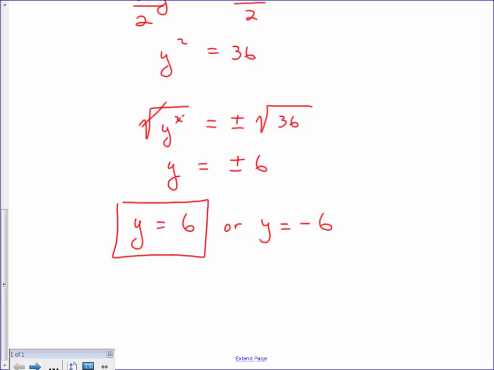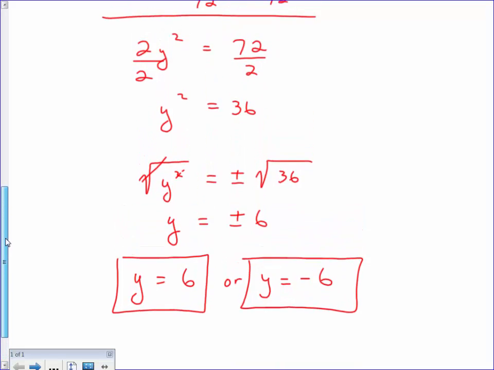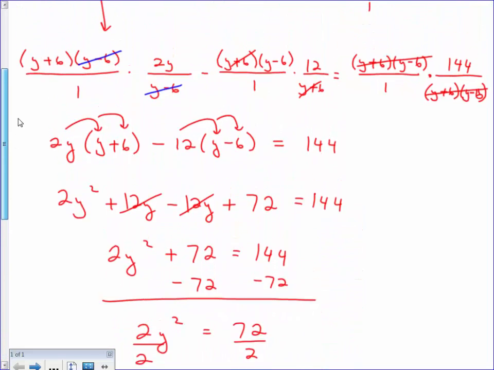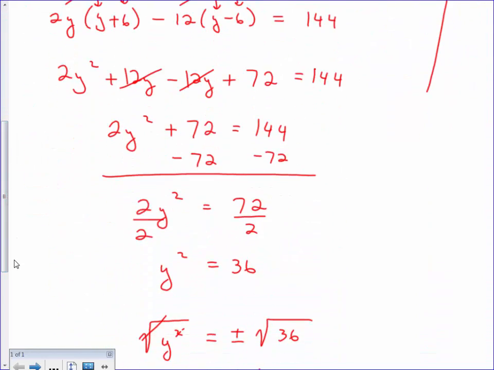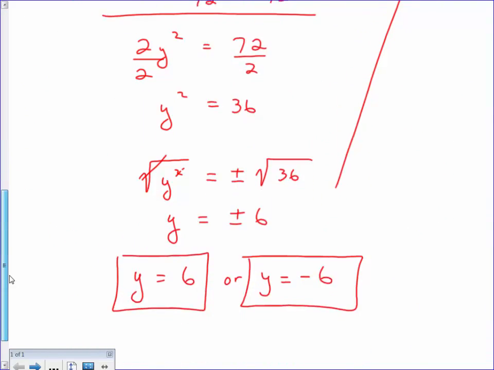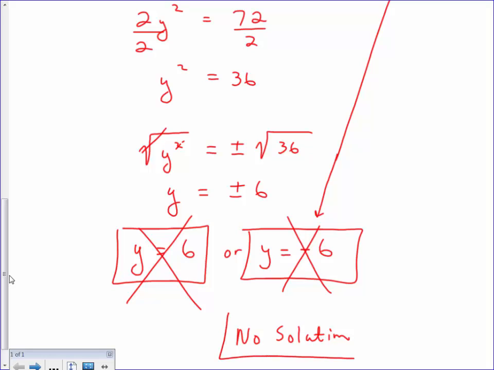Now before we say for sure that these are our answers, we have to go back and make sure that they're not values that we said y could not equal. If we go back up, we notice we said that y could not equal 6 or negative 6. And if we go back down, we notice that those two are actually the values that we have. So we have to eliminate both, and in this situation, no solution is actually our final answer.